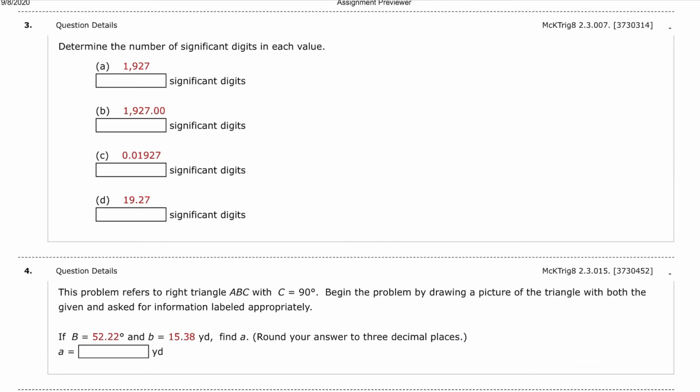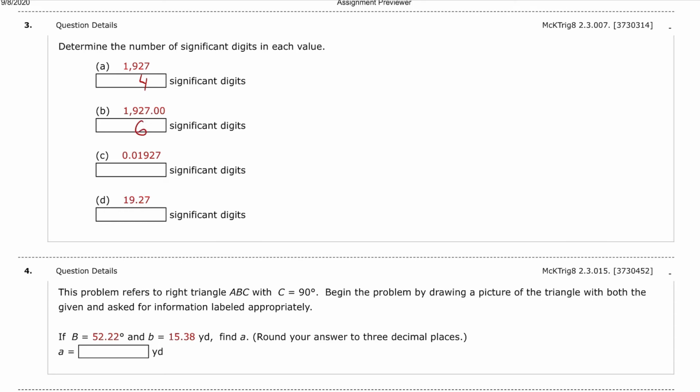Let's figure out the number of significant digits here. So we start counting from the left. That's 1, 2, 3, 4 significant digits. For here, because there's a decimal point, we need to include these two zeros in our count. So 1, 2, 3, 4, 5, 6 significant digits.